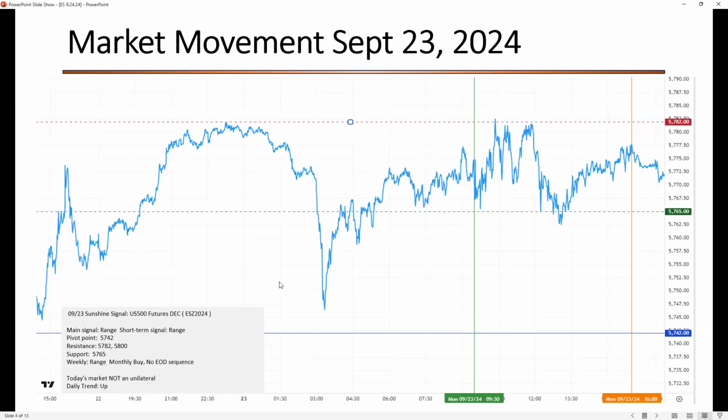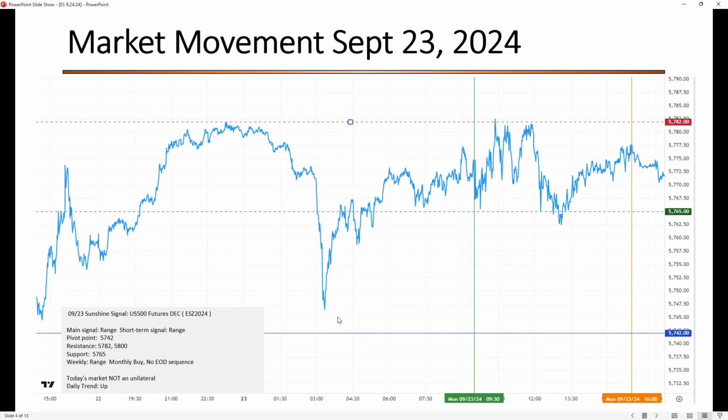This is the market for Monday, September 23rd, and here's a signal that was given. It's a range buy, and here's the support and resistances. So here's our pivot point. Here's the support, here's the resistance, and as you can see, the resistance worked very well during the trading day. So this is the trading day right here. And our support actually worked pretty well too.